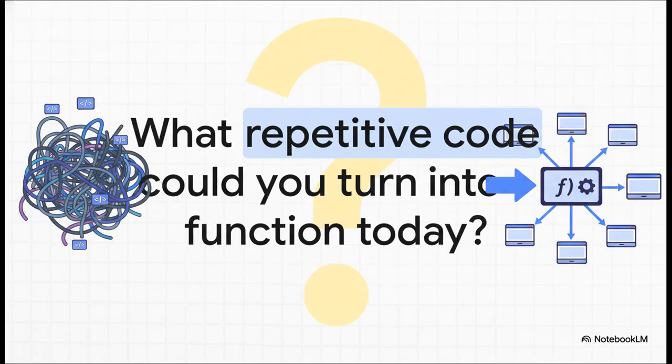So I'll leave you with a challenge. Think about a program you're working on right now for school. Is there a chunk of code you've copied and pasted more than once? A specific task that keeps coming up? What piece of that code could you untangle and turn into its own clean, reusable subprogram today?